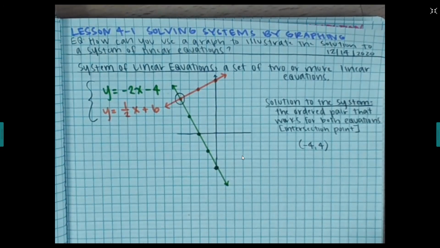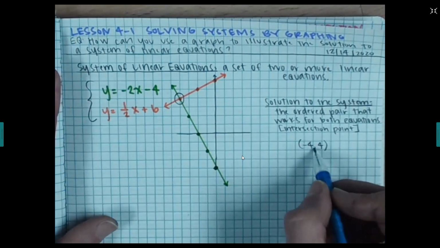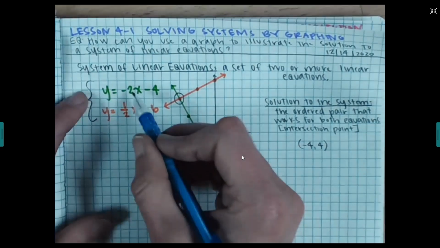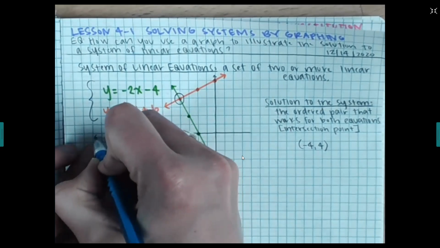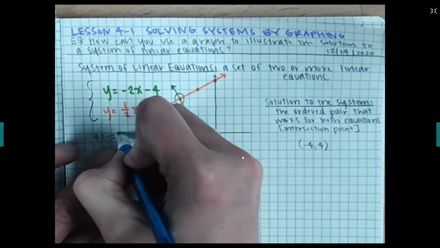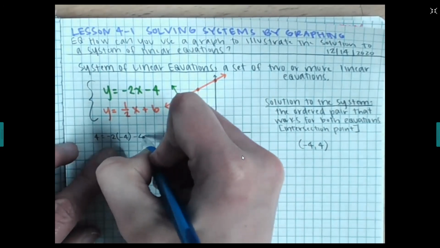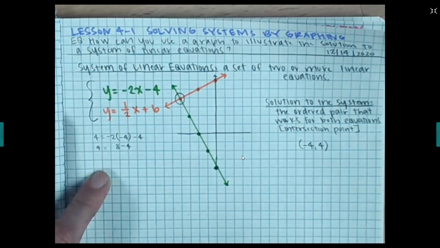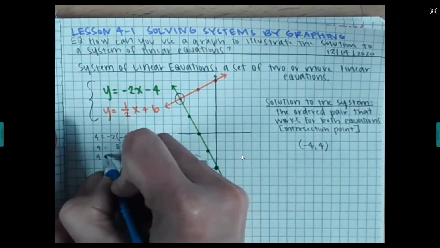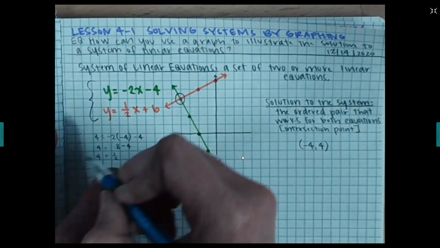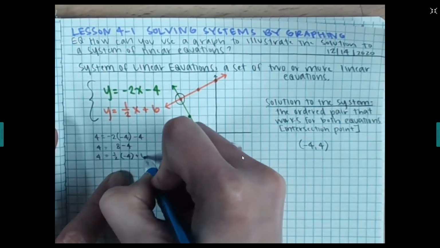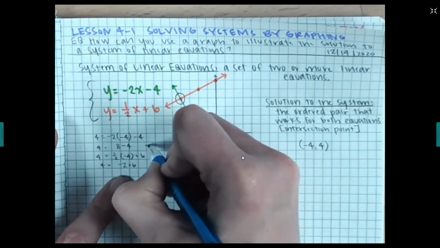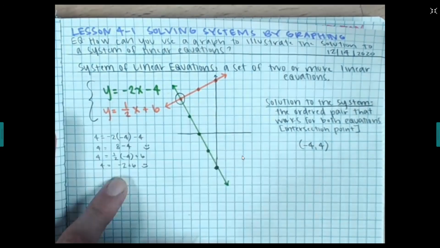And you can always check your work by plugging this ordered pair into both equations and making sure that it works. So if I plug in 4 for y and negative 4 for x, I get 8 minus 4 equals 4, so that one works. And then 4 equals 1/2 times negative 4 plus 6, which is negative 2 plus 6, which equals 4. So they both work, and I just double checked.